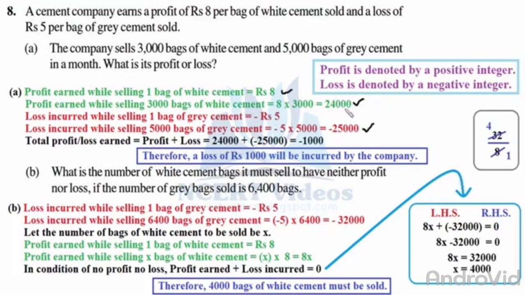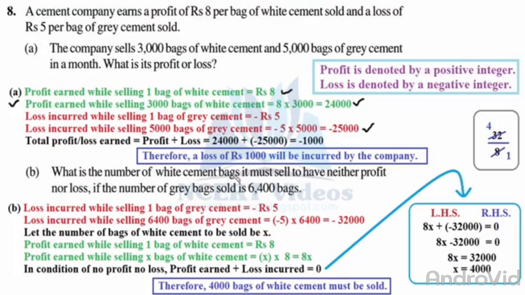So overall profit or loss would be when you subtract loss from profit, that is profit plus loss. So it is 24,000 profit minus 25,000. So it comes out to be a loss of minus 1,000. Because how we came to know about loss, it is the negative sign.